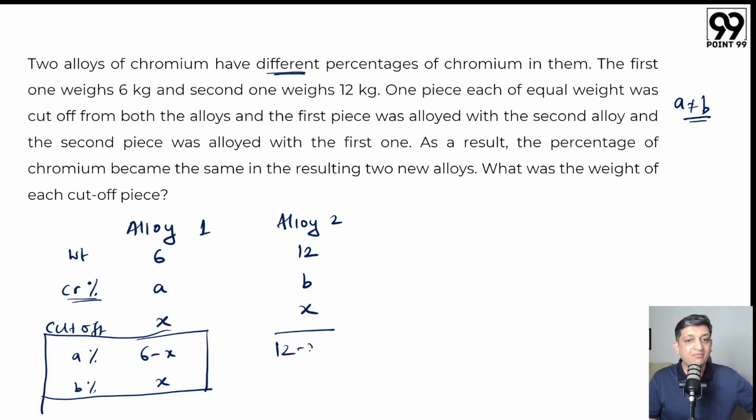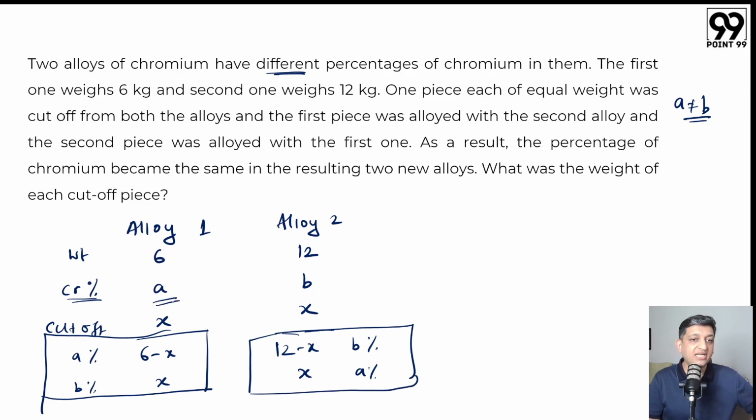What about alloy 2? We are going to have 12 minus x kg which will have B% of chromium, and we are going to have x kg which will have A% of chromium, because these x kg have been removed from alloy 1, and in alloy 1 we know that the percentage of chromium is A. Now we have been told that the concentration of chromium in both the alloys has now become the same. So let's try to see what happens.